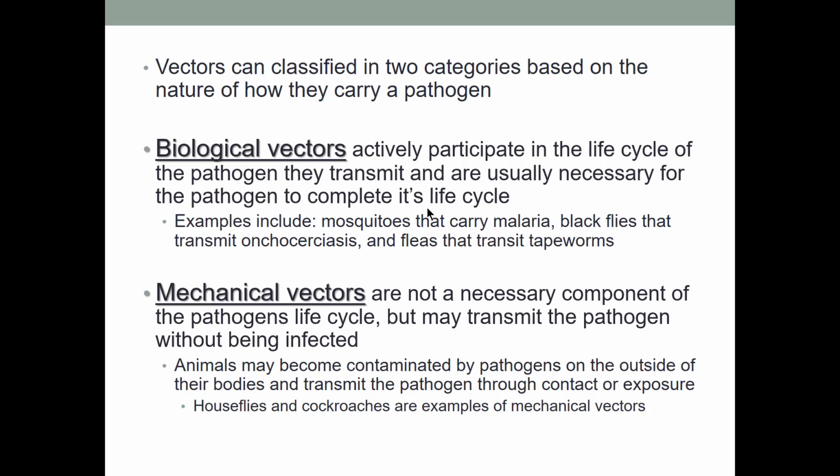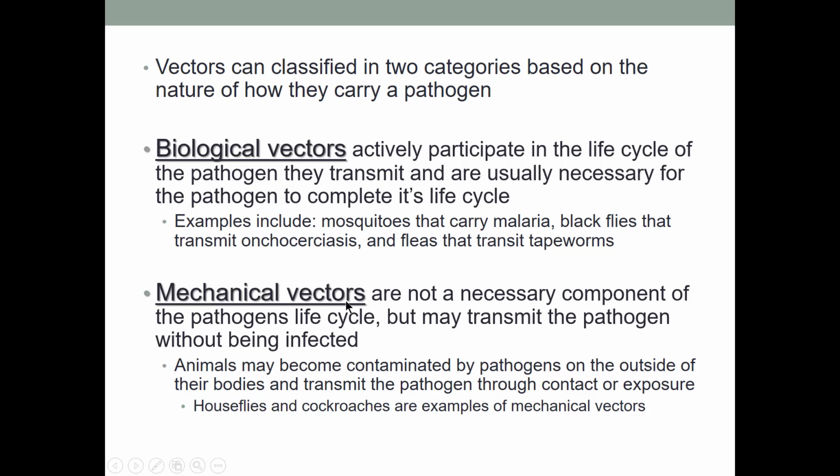So a lizard might have salmonella on its skin, and if you were to pick up and handle that lizard and then not wash your hands and then eat food directly after, you might contaminate yourself in this way, where the lizard would serve as a mechanical vector. The examples I gave here are houseflies, cockroaches. Houseflies are notorious for landing on animal feces and then landing on your food, and they can transmit bacteria and things like that in that mechanism.